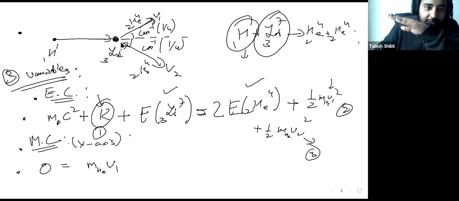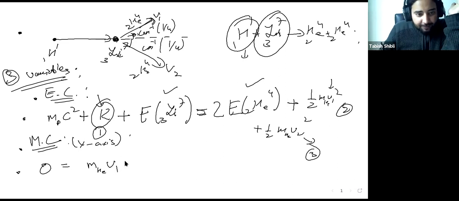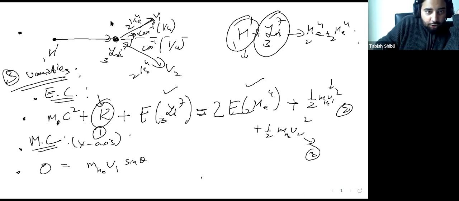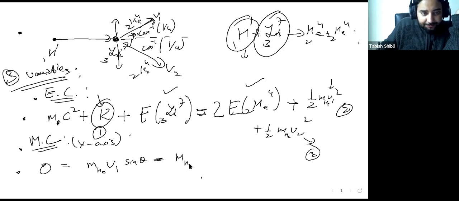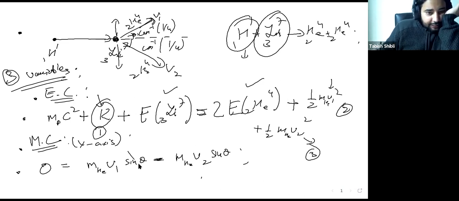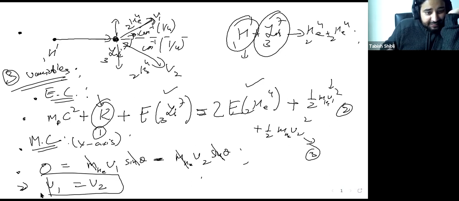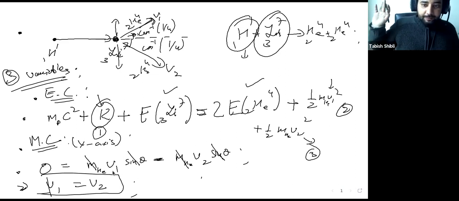So let's say this angle is some theta. So it will be m v1 sine theta, because it's essentially the component in this direction and the component in this direction, minus mass of helium v2 sine theta again. So the sine theta cancels out, the mass of helium cancels out, and what will remain is V1 is equal to V2. As I said initially, V1 will be equal to V2, and this has proved to us that V1 will be equal to V2.